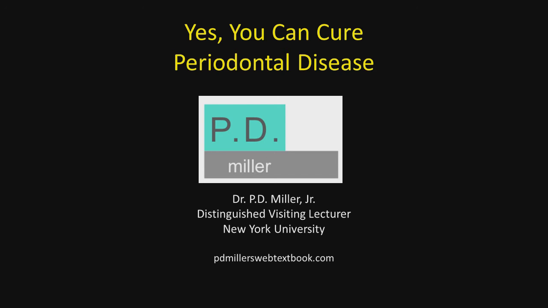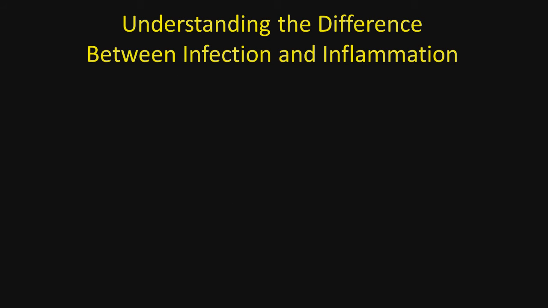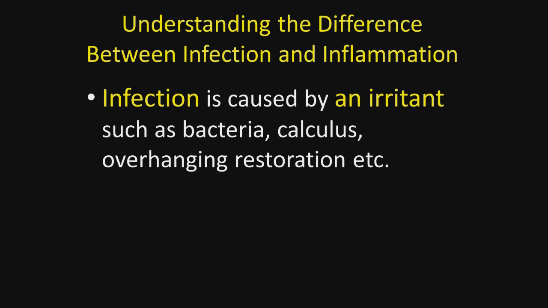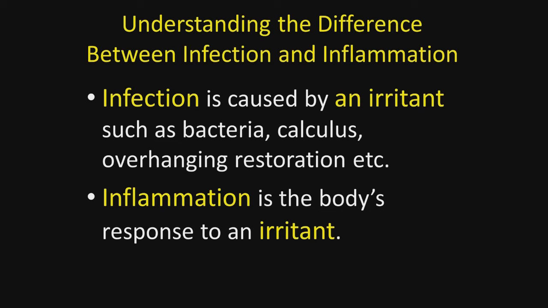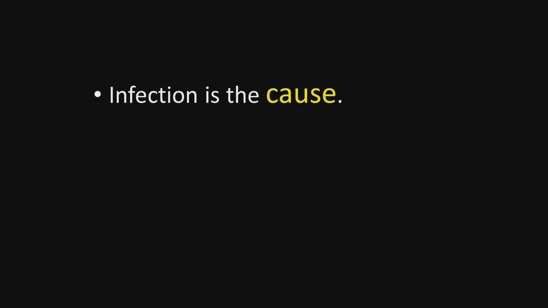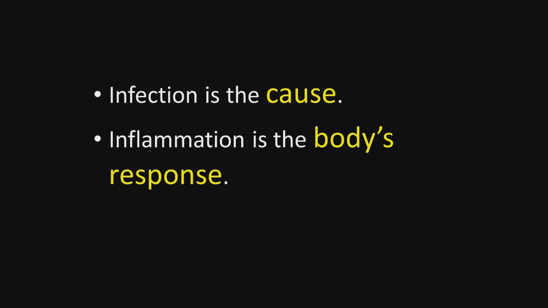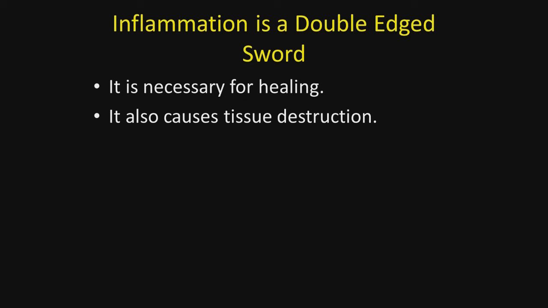The first thing you need to do is understand the difference between infection and inflammation. An infection is caused by an irritant such as bacteria, calculus, overhanging restoration, and so forth. It has to have an irritant. Inflammation is the body's response to an irritant. To summarize that, infection is the cause and inflammation is the body's response.